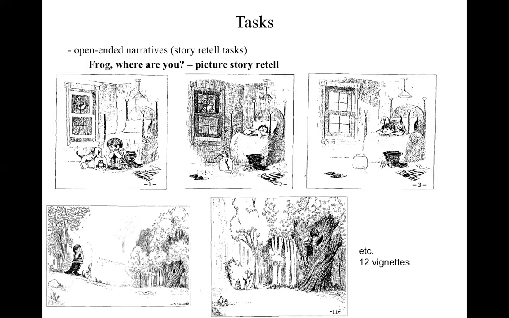Here are a number of vignettes. So we present the participants with a number of pictures where a story is represented. This is a story of a boy who's found a frog, and he puts it into a jar, and then the frog, as you can see in the second vignette, escapes overnight, and then when he wakes up in the morning, the frog is no longer there, and then he sets out to look for the frog. So there's only one character again, and it's the story of this boy trying to find his frog. So it's a picture retell based on vignettes.